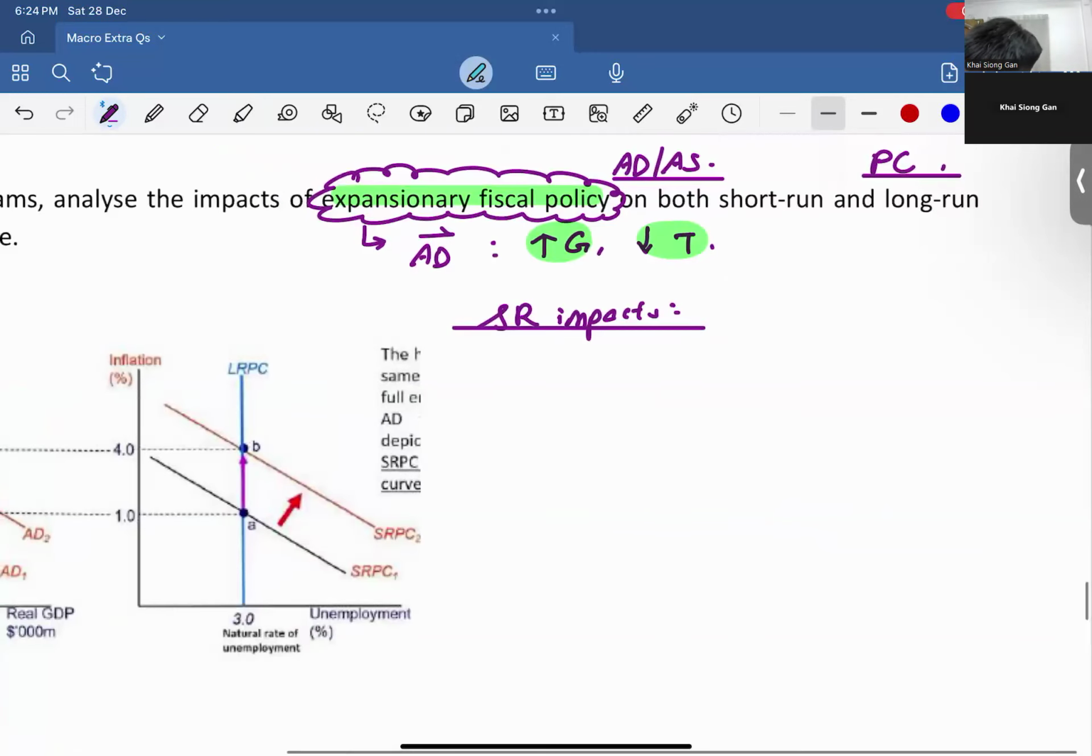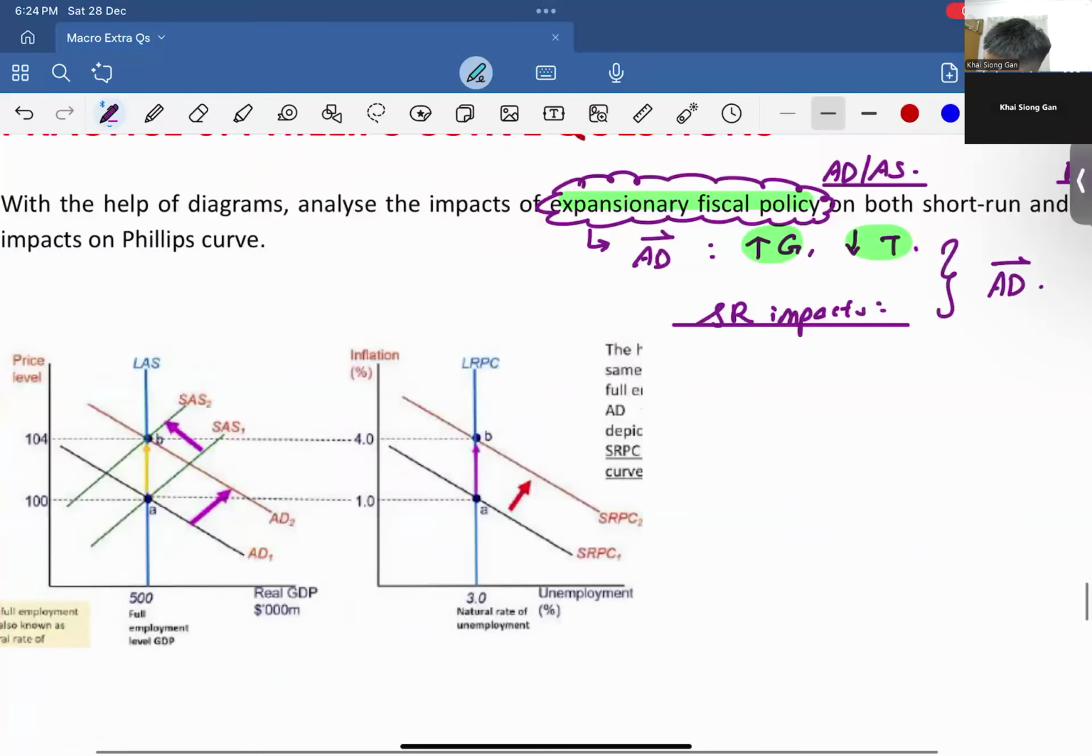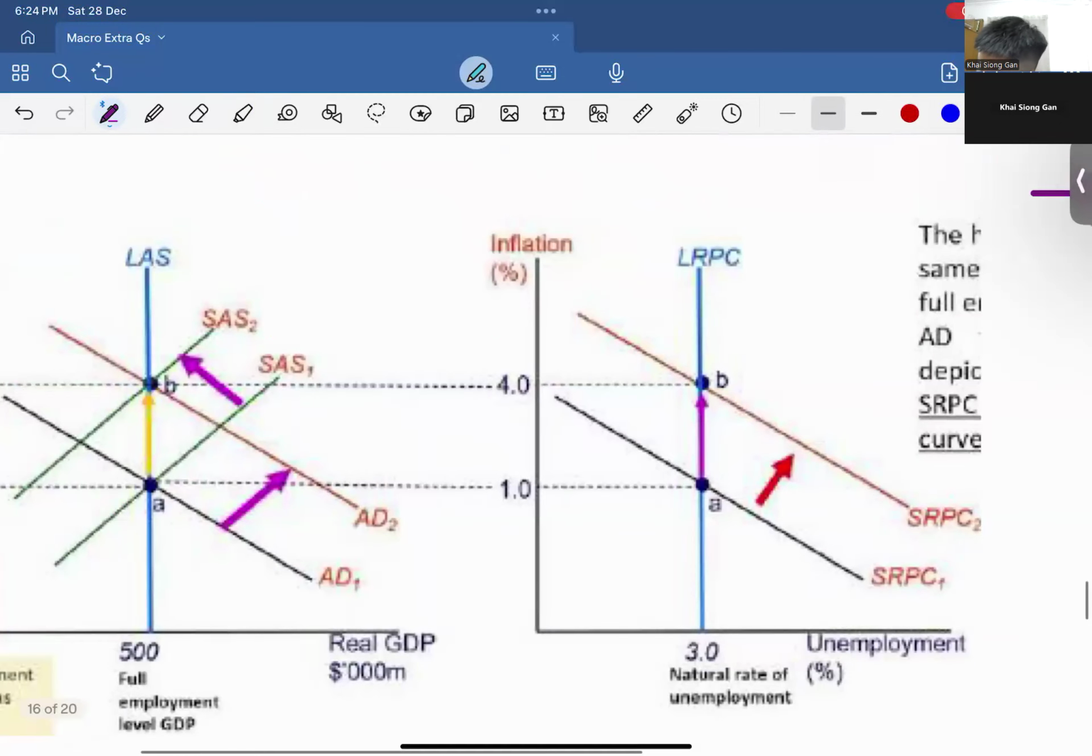So therefore, all this will result in aggregate demand curve shifting rightwards, right? Now, when AD shifts right, will there be any shift on PC curve? No. PC is only movement along. So when AD shifts right, then this SRPC curve only has movement along upwards. Okay, you see this point after the shift from AD to AD2 here. Now this is a new point A1. Movement only. Okay, movement only.